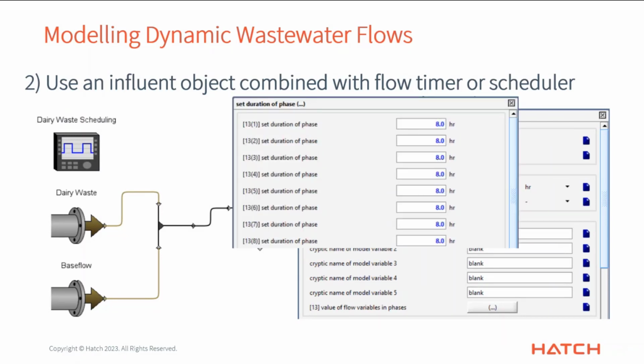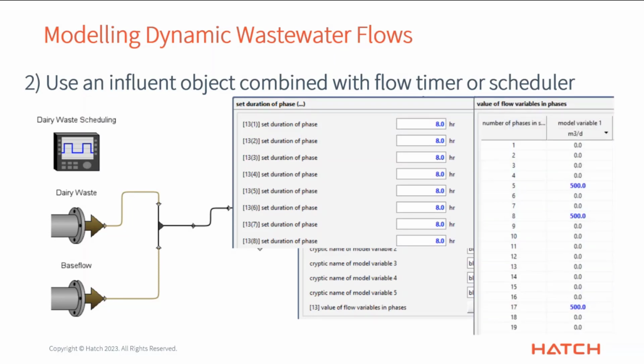So here I've broken the whole week out into 8-hour shifts, so to speak. And then during those 8-hour shifts, you can schedule when you want that flow to be on or off. So for example, what I've got set up here is a system where basically there's no dairy waste coming in except for 8-hour shifts on Monday, Tuesday, and Friday. That's a nice way to do something that's a little bit realistic. And in this case, it would repeat the same thing week after week. The scheduler is a very powerful and very flexible tool, so you can do really interesting things with it.